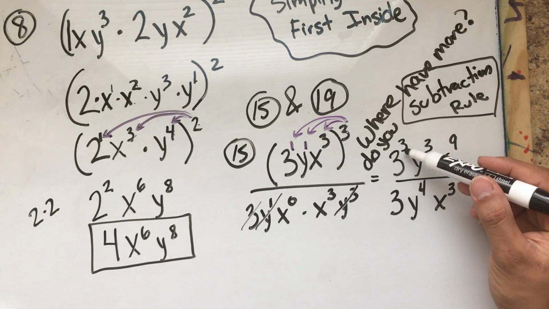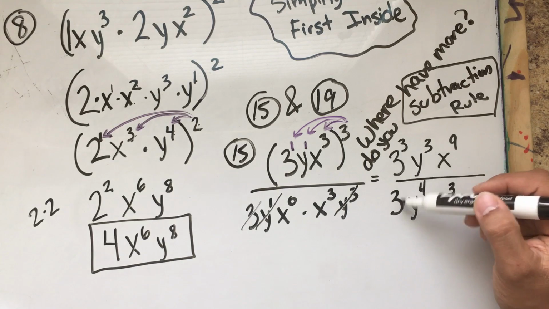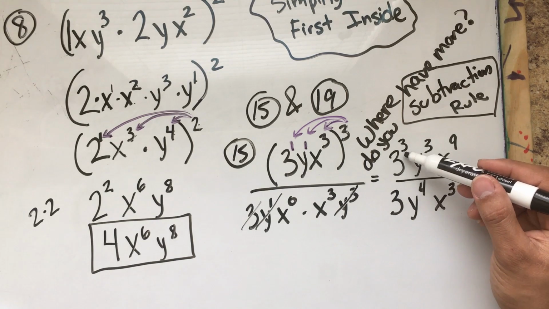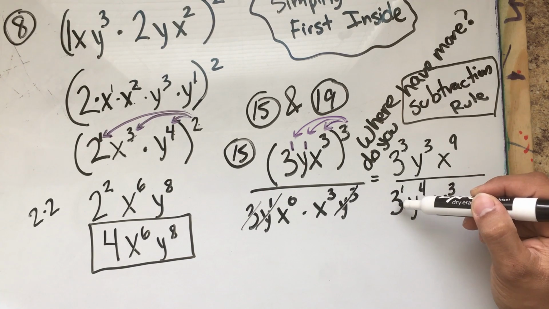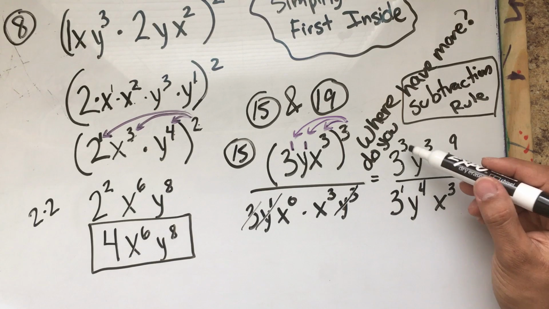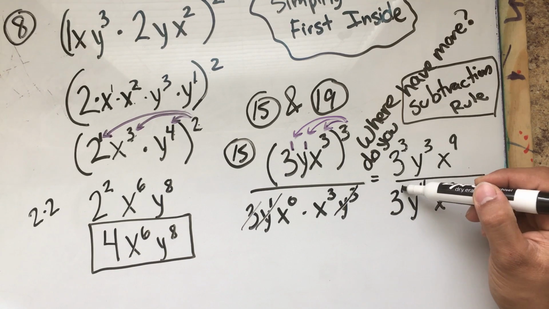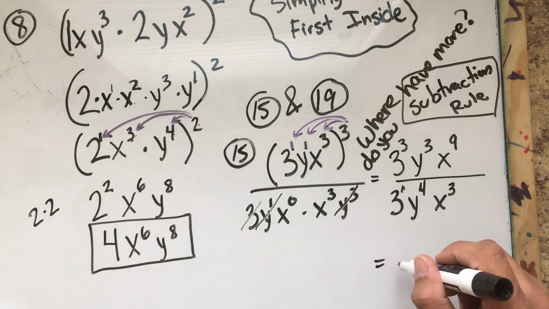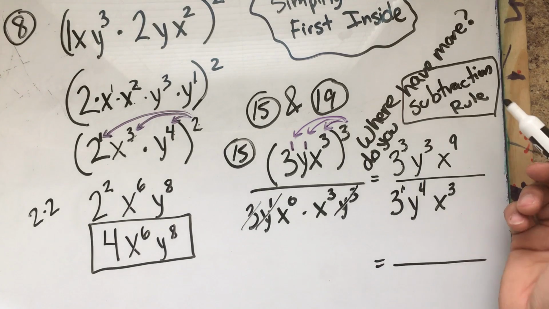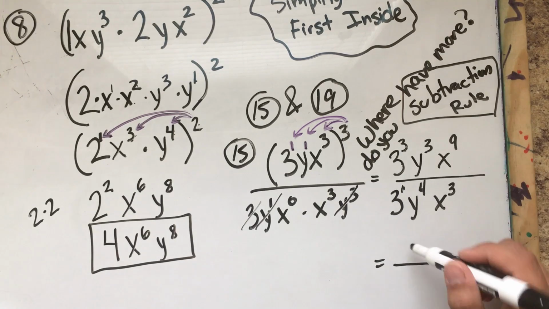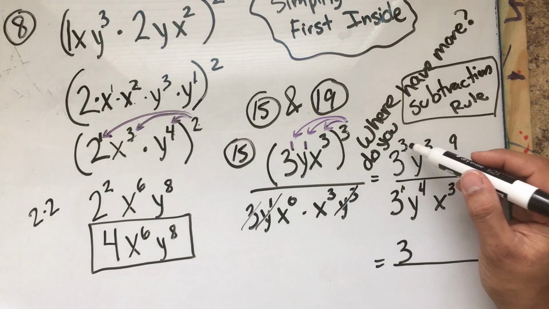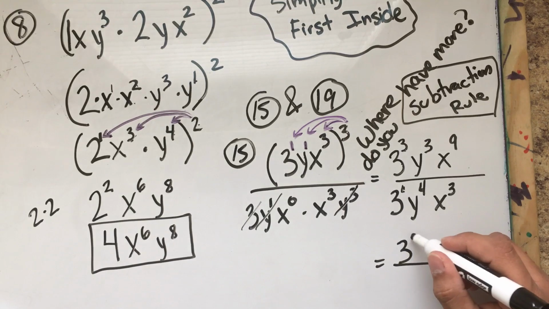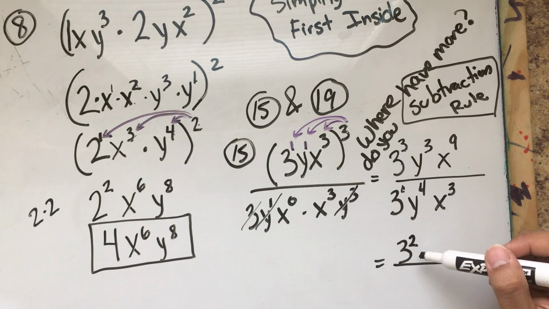So ask yourself, where do you have more threes, top or bottom? Well, I have more threes on top because I have 3 threes, and on the bottom I only have 1 three. So I'm going to use the subtraction this way. 3 minus 1 is 2. Now, where does it belong? Well, where do you have more? You have more on top. So that's where my answer is going to be. My answer is going to be on top because that's where I have more. 3 minus 1 gives me 2. And that becomes your new power.